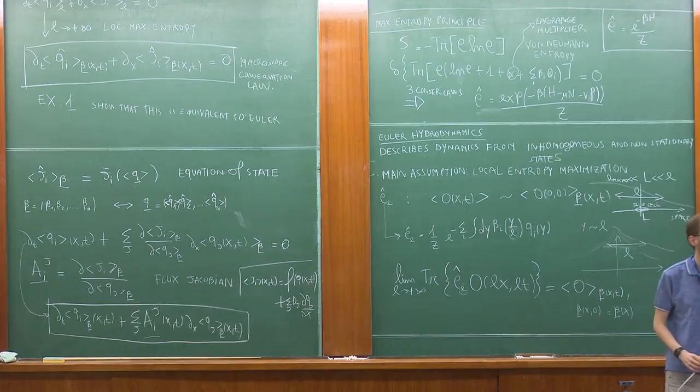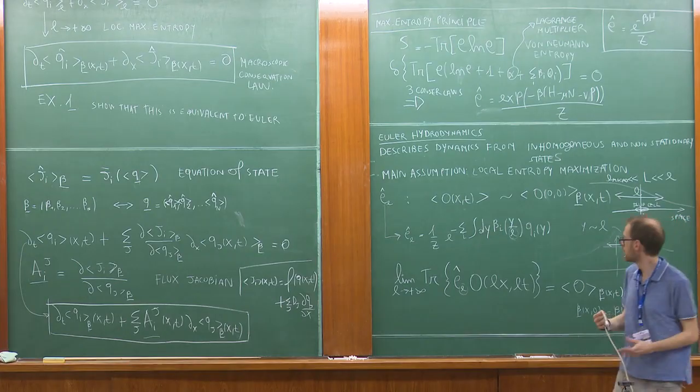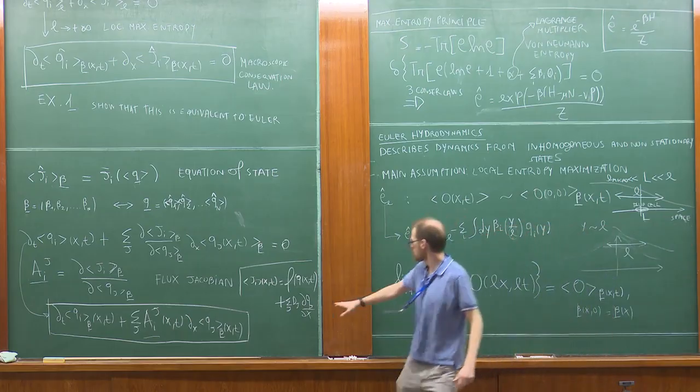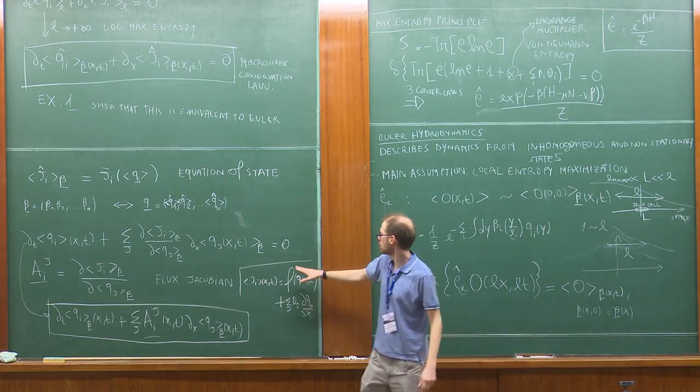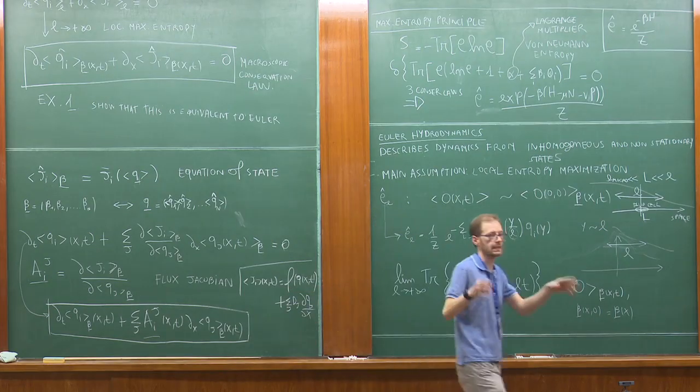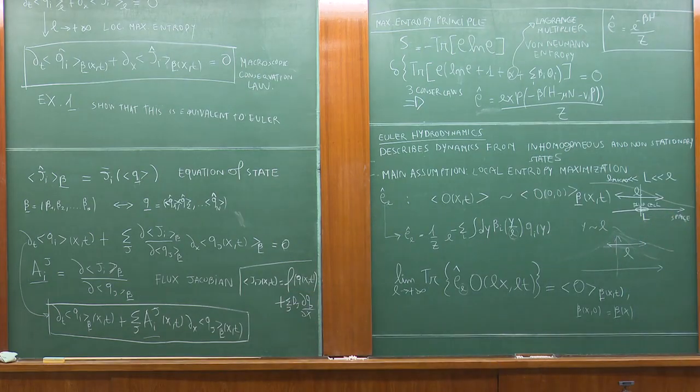What's the term derivative? This is an f. It's a function which gives you the equation of state. It tells you how the current depends on the density. It's a function that I am leaving completely generic, a function of q of x.